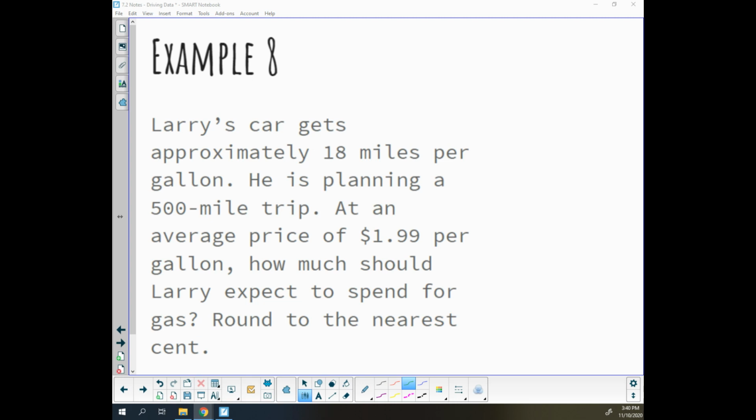Okay, we're looking at this last example. Larry's car gets approximately 18 miles per gallon. Guys, I'm just going to go ahead and underline that as something we might want to know. That is going to be our rate. He is planning a 500-mile trip. That is our distance. At an average price of $1.99 per gallon, how much should Larry expect to spend for the gas? So we're still going to plug into that formula that we've been using, distance equals rate times gallons.